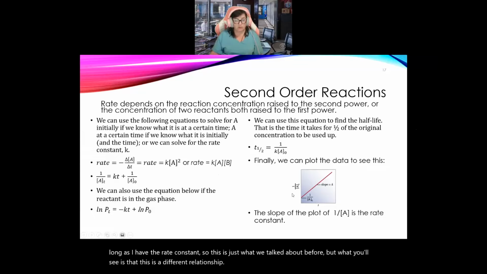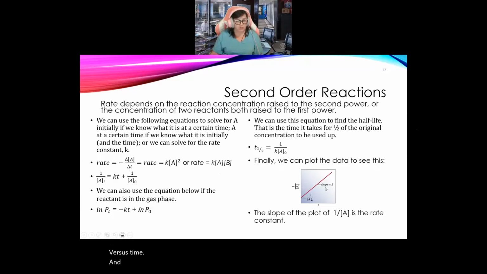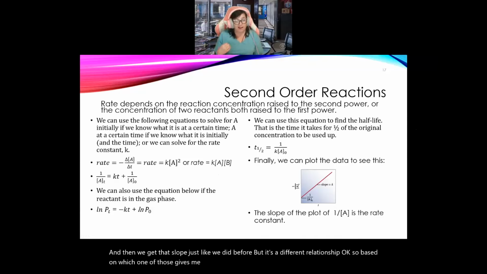Previously what we plotted was the natural log of A versus time. This time we're looking at 1 over the concentration versus time. And then we get that slope just like we did before, but it's a different relationship. So based on which one of those gives me a straight line, I can tell which order it is.